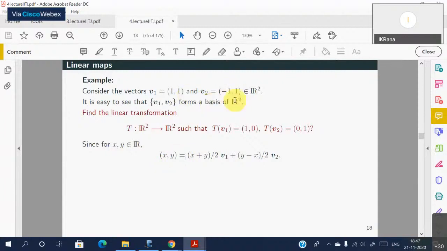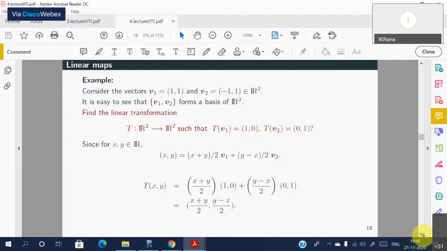So this is where again the row equivalent form of a matrix will be useful. For very simple ones, you can do the Gauss elimination method very quickly, but when it becomes higher order, then you need to go to the machines and do it. So T of (x, y) is this scalar times the v1 basis element. So the image is (x plus y)/2 and (y minus x)/2.